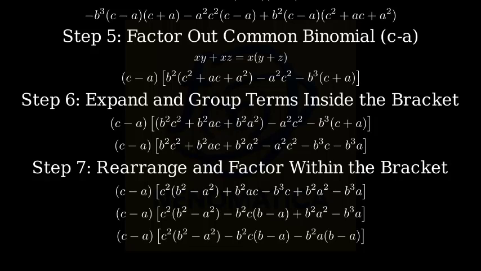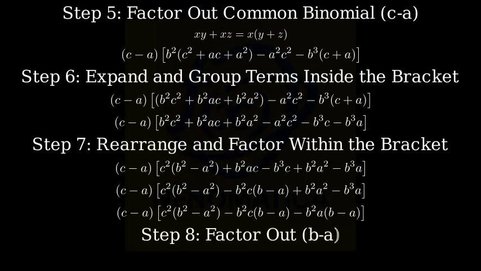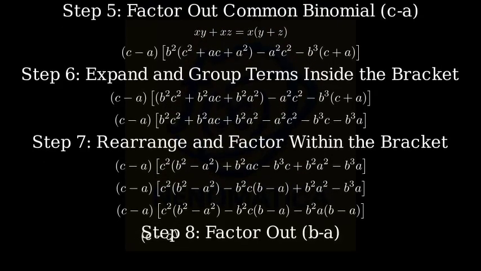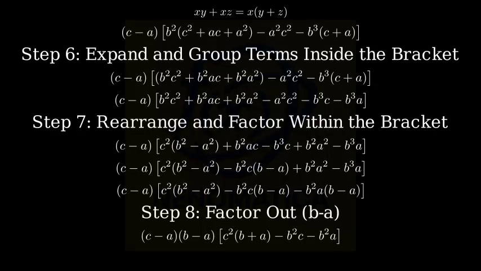Now we can see that quantity b minus a is a common factor in the last two terms. Let's factor out quantity b minus a from those terms. This gives us quantity c minus a times quantity b minus a times quantity c squared times quantity b plus a minus b squared c minus b squared a.